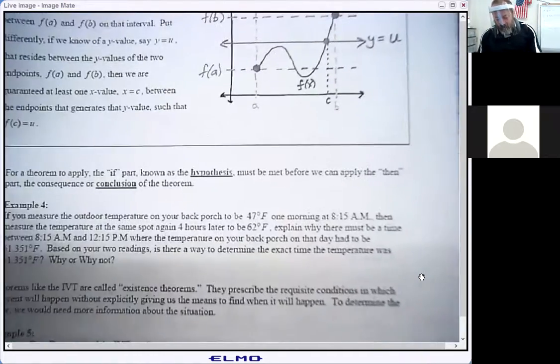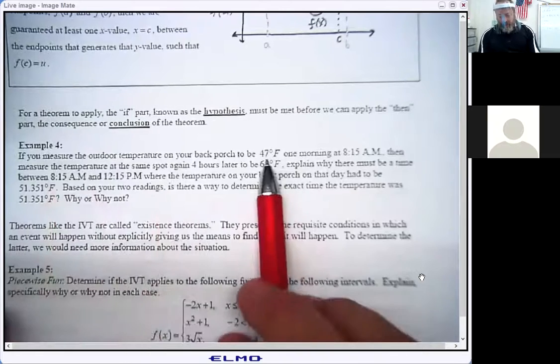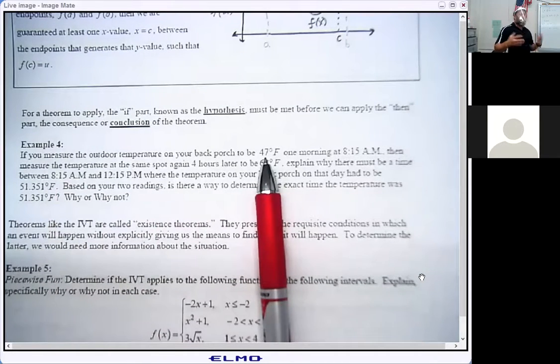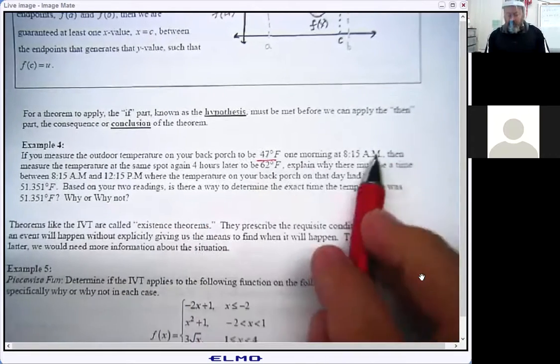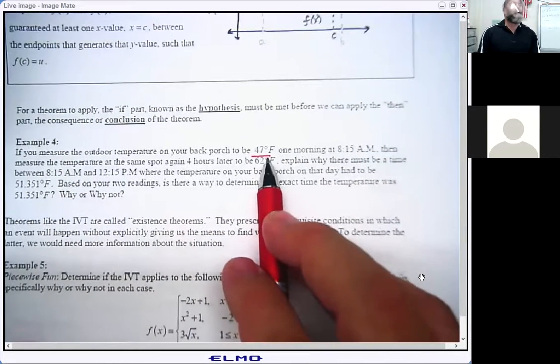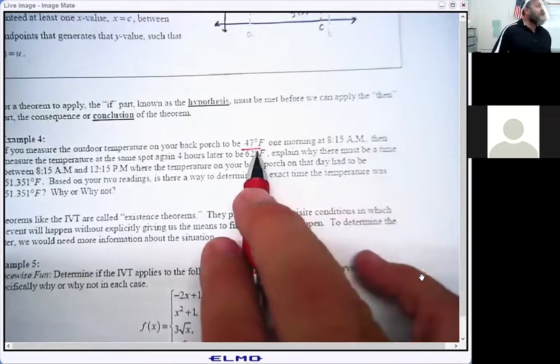So skipping along in here a little bit, if you measure the outdoor temperature, one of the things about temperatures is, should those be continuous? Those have to be continuous. So on the porch, it was 47 degrees Fahrenheit at 8:15.